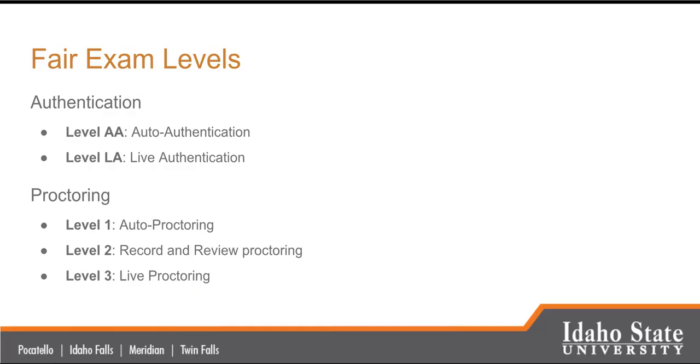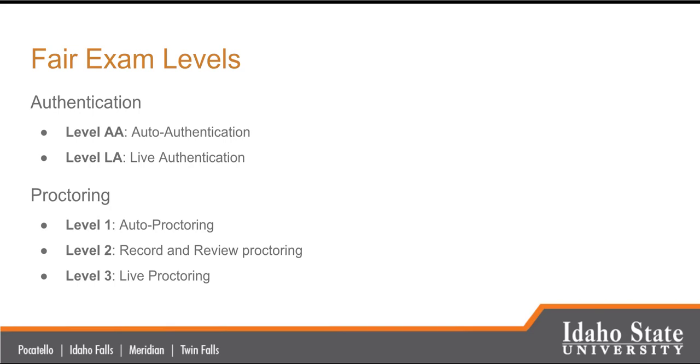We will now differentiate between the Fair Exam levels. Examity has levels for authentication and levels for proctoring. Level AA, Auto Authentication, means that test takers will snap pictures of their ID and face, answer challenge questions, and enter a biometric keystroke signature to verify their identity. Level LA, Live Authentication, means test takers agree to the exam rules, a room scan is completed, and they will answer challenge questions, verifications, facial comparisons, and a keystroke analysis.